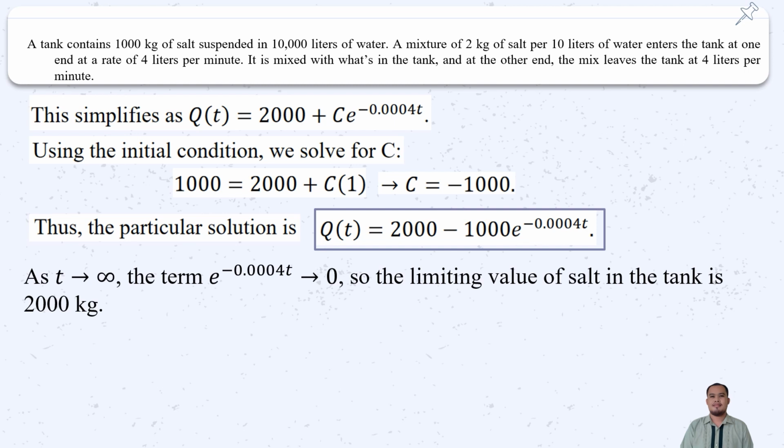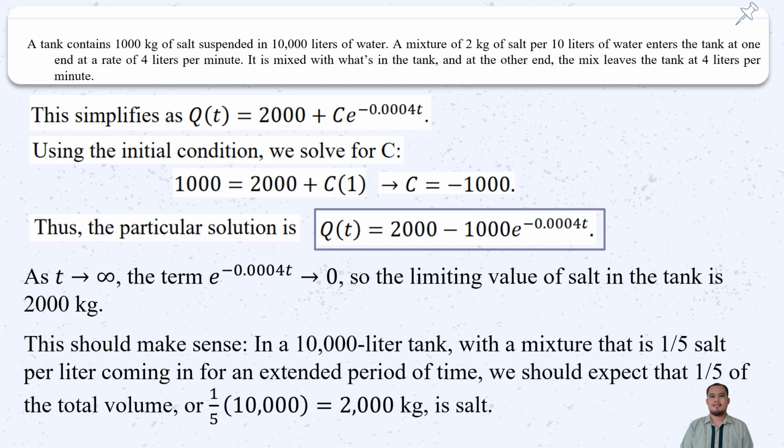As t approaches infinity, the term e raised to negative 0.0004t approaches 0. So the limiting value of salt in the tank is 2000 kg. This should make sense. In a 10,000 liter tank with a mixture that is 1/5 salt per liter coming in for an extended period of time, we should expect that 1/5 of the total volume, or 1/5 of 10,000, is equal to 2,000 kilograms of salt. And so our problem is solved.